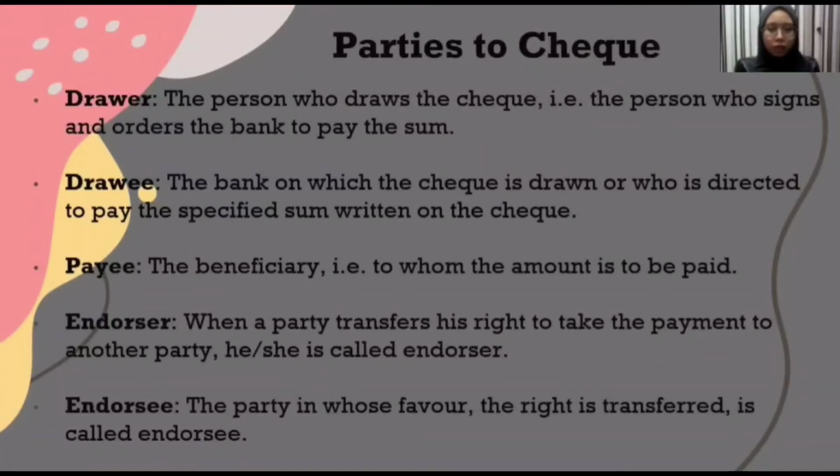Parties to check. Firstly, the drawer, the person who draws the check. For example, the person who signs and orders the bank to pay the sum. Drawee, the bank on which the check is drawn, or who is directed to pay the specific sum written on the check. Payee, the beneficiary. It is to whom the amount is to be paid. Endorser, when a party transfers his right to take the payment to another party, he or she is called endorser. Endorsee, the party in whose favor the right is transferred, is called endorsee.